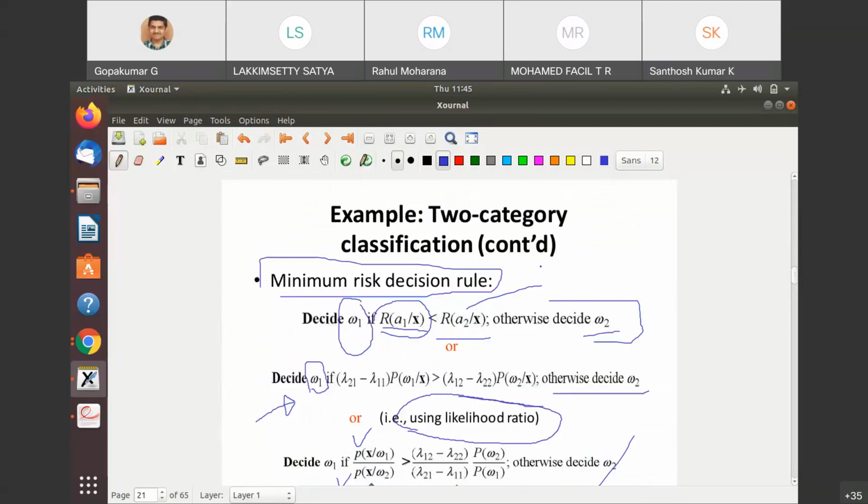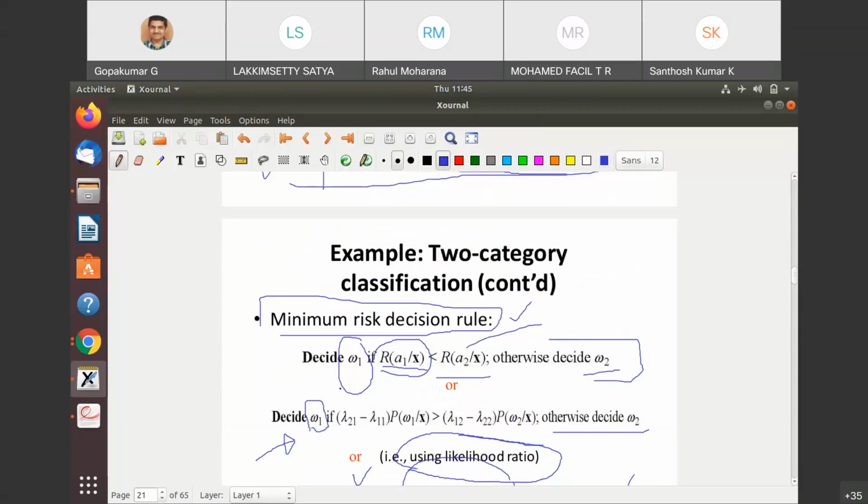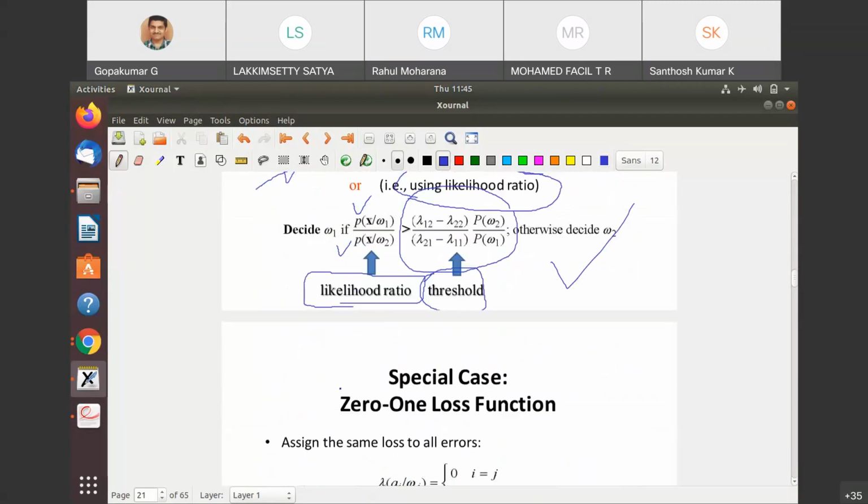And the decision rule can be defined in different forms. Each of them may be interesting in particular scenarios. And here we assume that we have a threshold. Usually the likelihood ratio is going to be the ratio of probabilities. So we have a threshold value, and that is defined by this particular term. So that is another way in which we can express the decision rule.